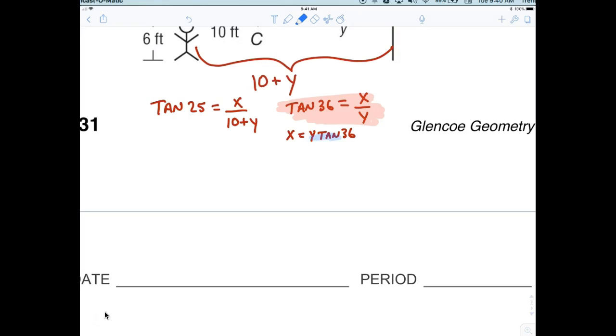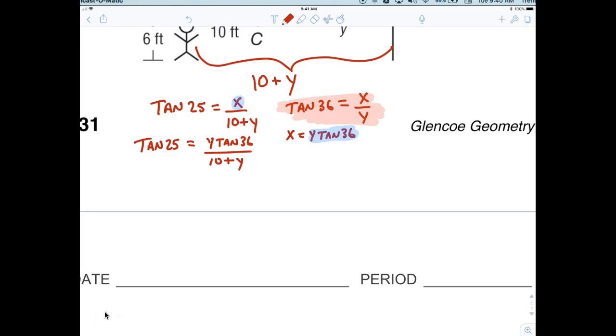and wherever I see an x, I'm going to put what? Y tangent 36. So see how this x right here, so the tangent of 25 equals, that becomes what? Y tangent 36. So now what I want you to do is write tangent of 25 is equal to y times the tangent of 36 over 10 plus y. Is everybody okay with that?